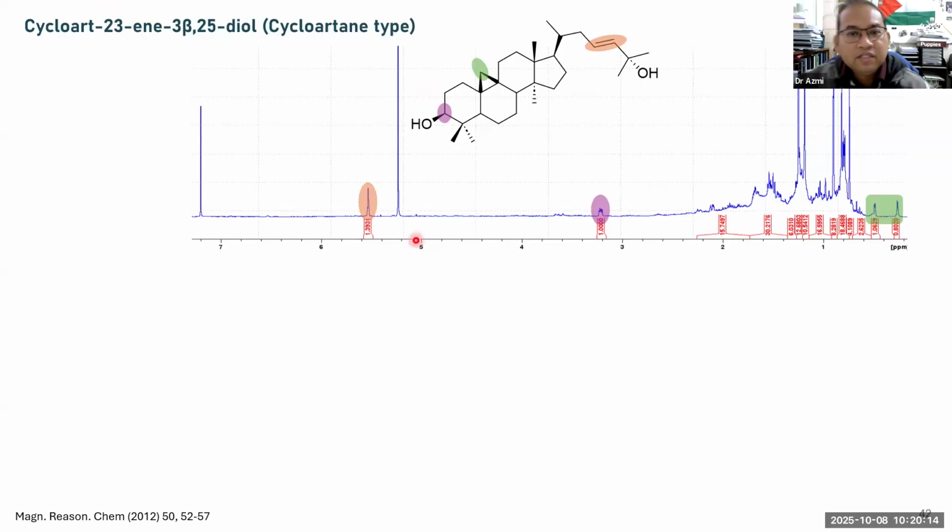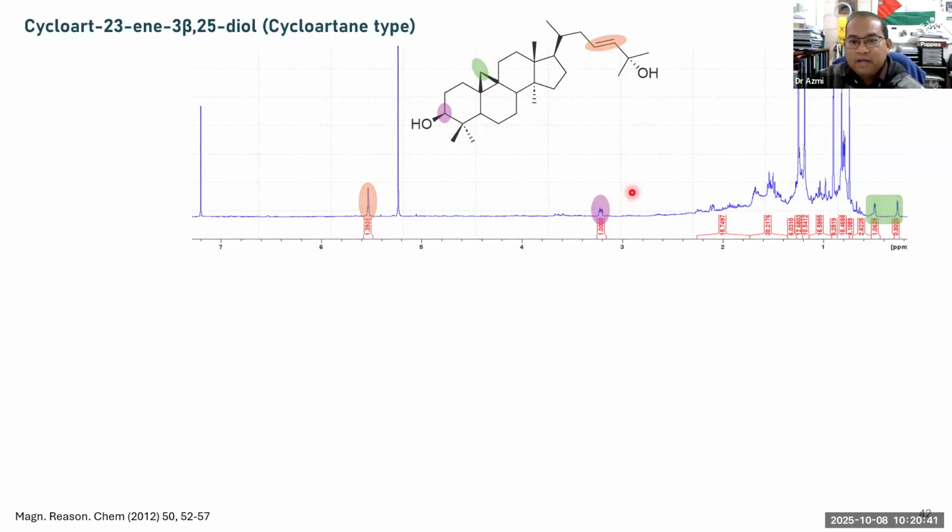a cycloartane type, which is this compound. This color has been used because, for example, around 3.2 ppm reflects the proton in these positions, and this is a very typical peak for the cycloartanes. If you find these two peaks, they represent these protons. And this proton represents the double bond here.